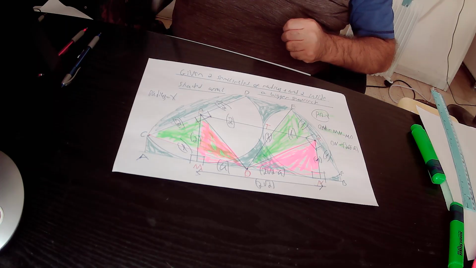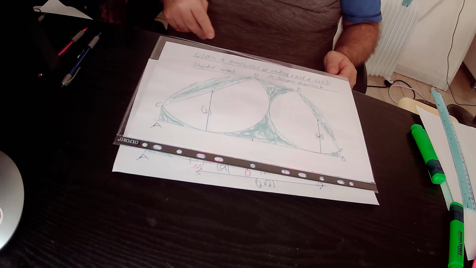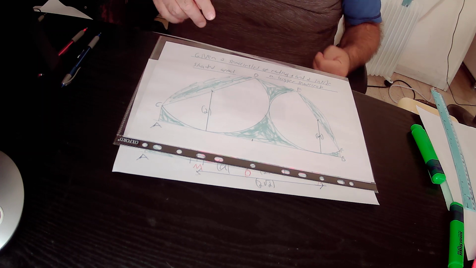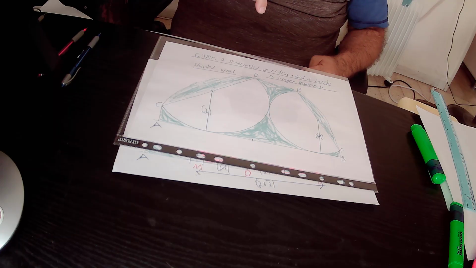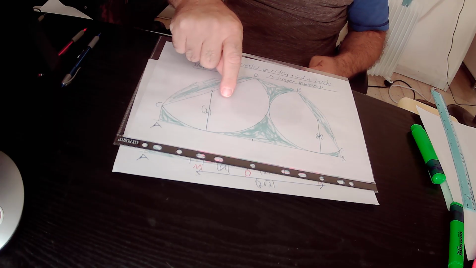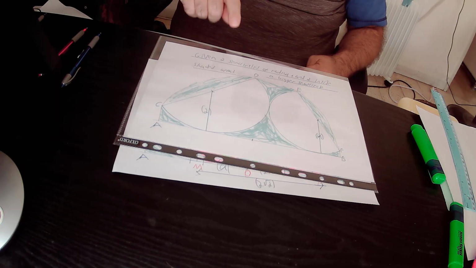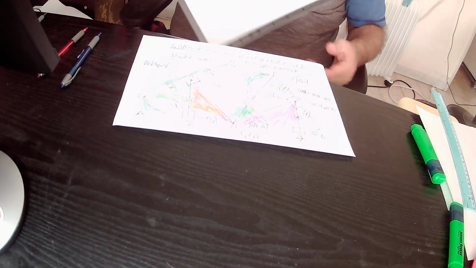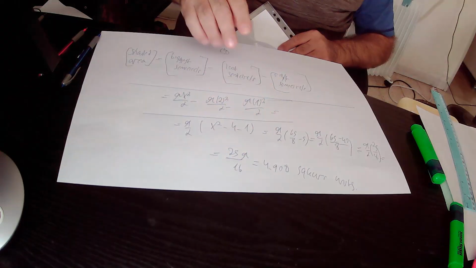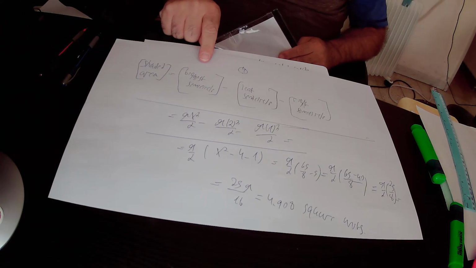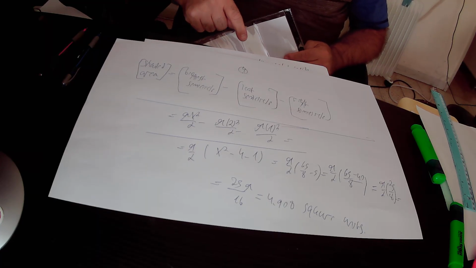Our task is to find out the size of this shaded area. The size of this shaded area must be equal to the area of the biggest semicircle minus the area of the small left semicircle minus the area of the right semicircle. Again, the size of the shaded area in total must be equal to the area of the biggest semicircle minus the area of the left semicircle minus the area of the right semicircle.